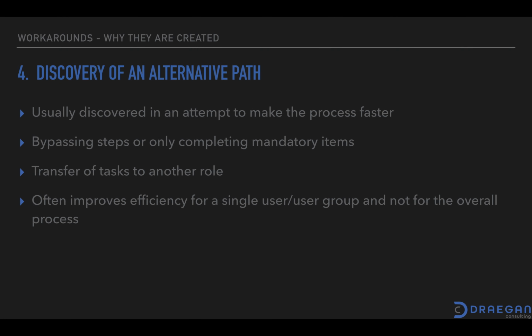So the fourth one that can cause workarounds to be created is simply the discovery of an alternative path. So this is one where I think there are positives that do come out of this, and it's usually discovered in an attempt to make the process faster. So often they're looking for efficiencies when users create these types of workarounds, and a simpler way to do things. So it doesn't always have to be a time saving.